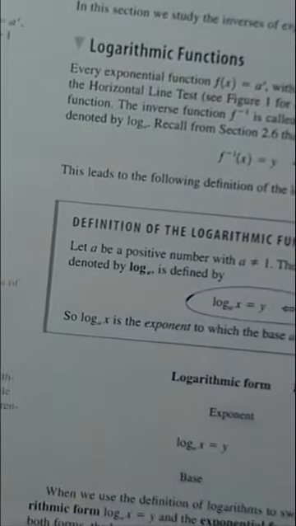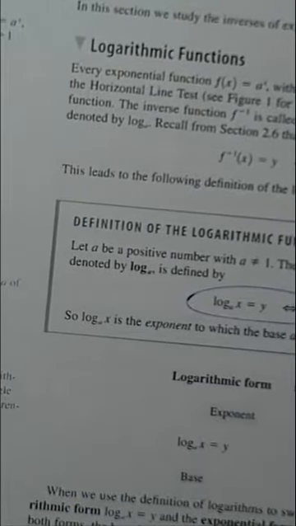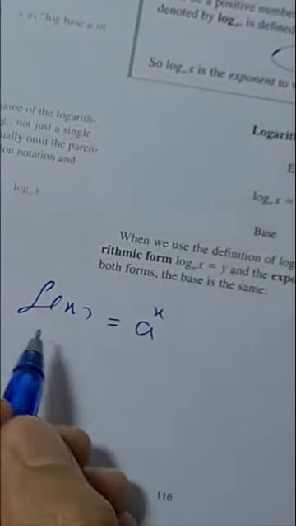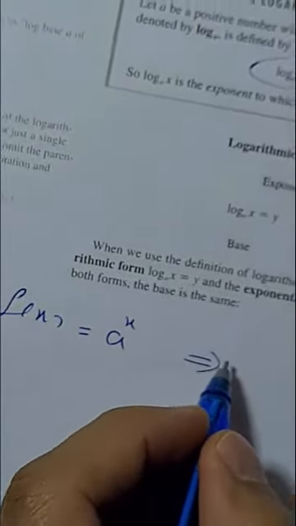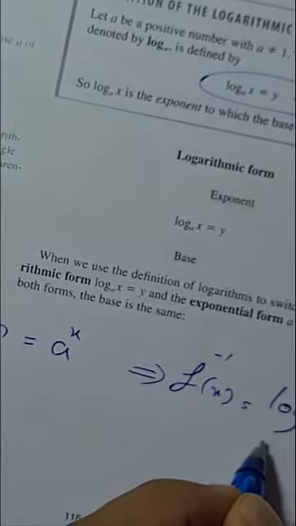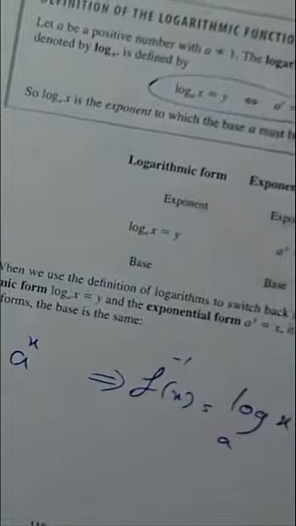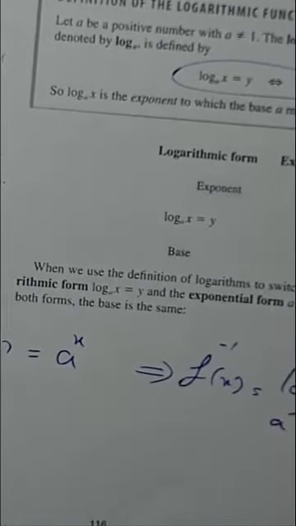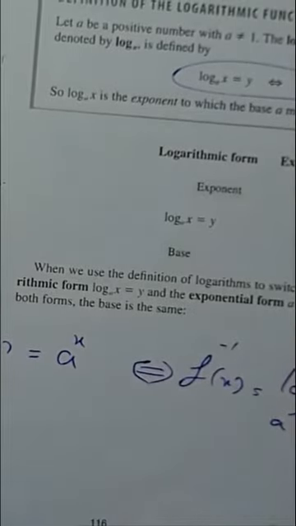So you have an exponential function, for example, f of x is equal to a to the power x. So f inverse of x is equal to the logarithmic function with the same base. It means that they are the inverse of each other, and vice versa is also true.